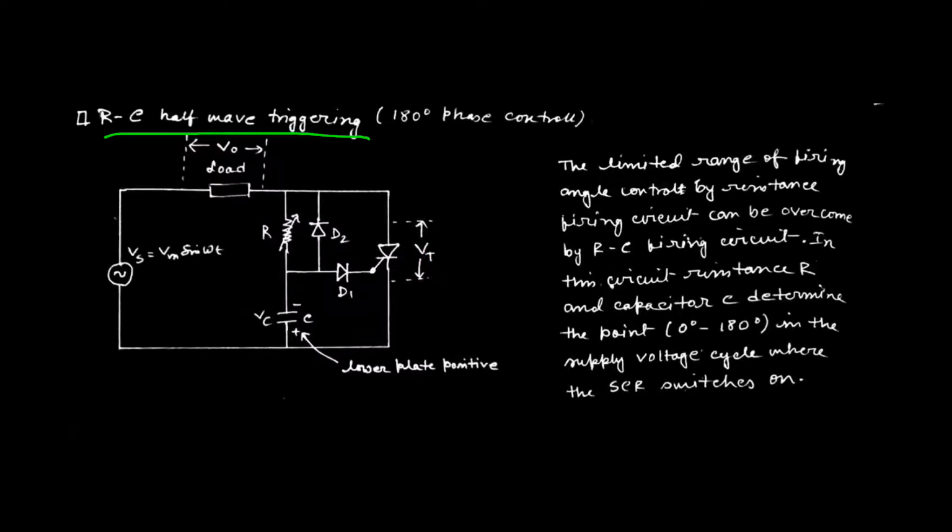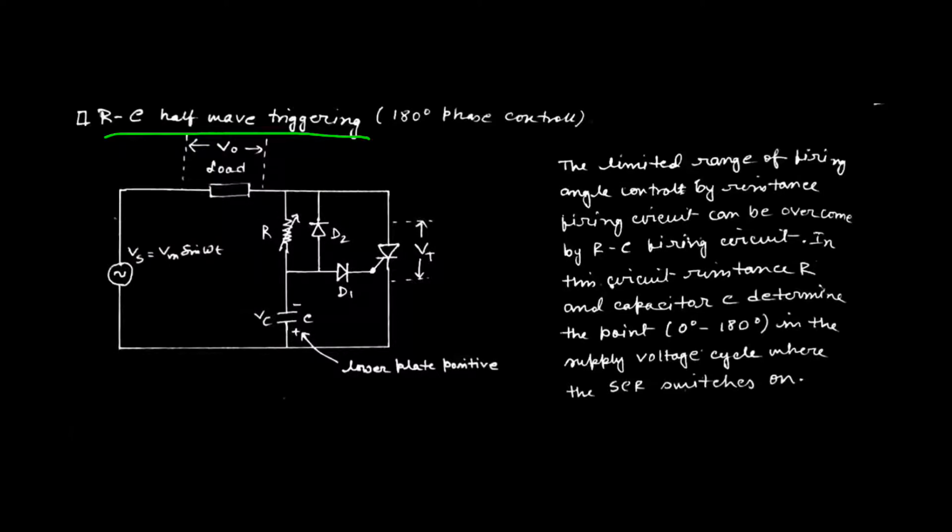The voltage across the switch is defined as Vt. Diode D1 is used to protect against the reverse biasing current, which starts flowing during the reverse biasing condition from anode to gate. And D2 is used to block the current when the capacitor starts discharging and the capacitor current tries to flow in the opposite direction.